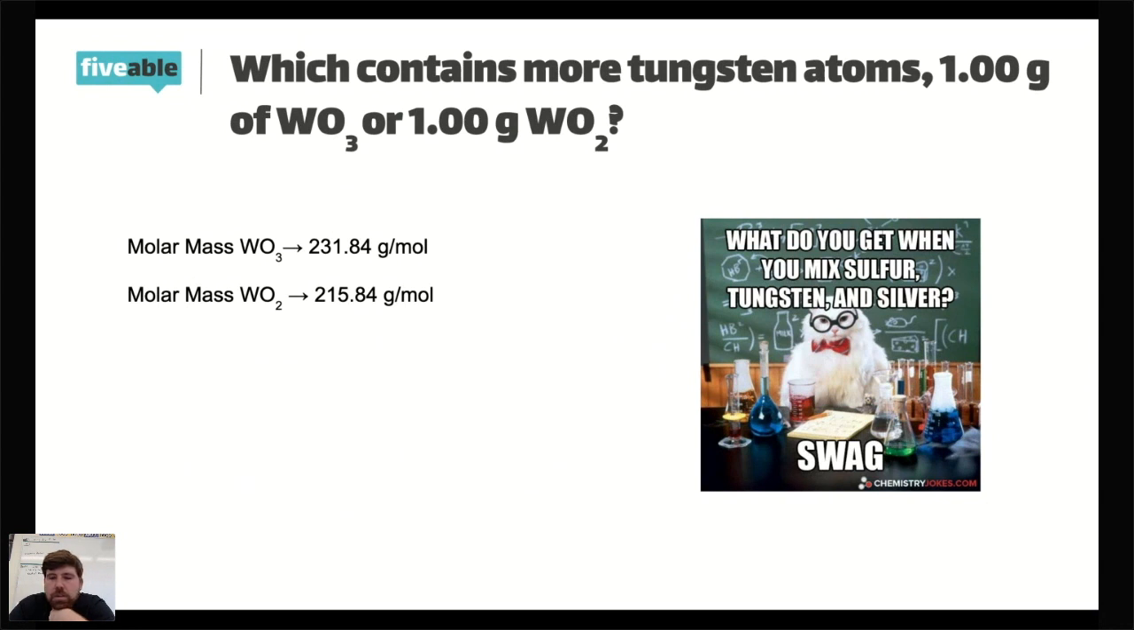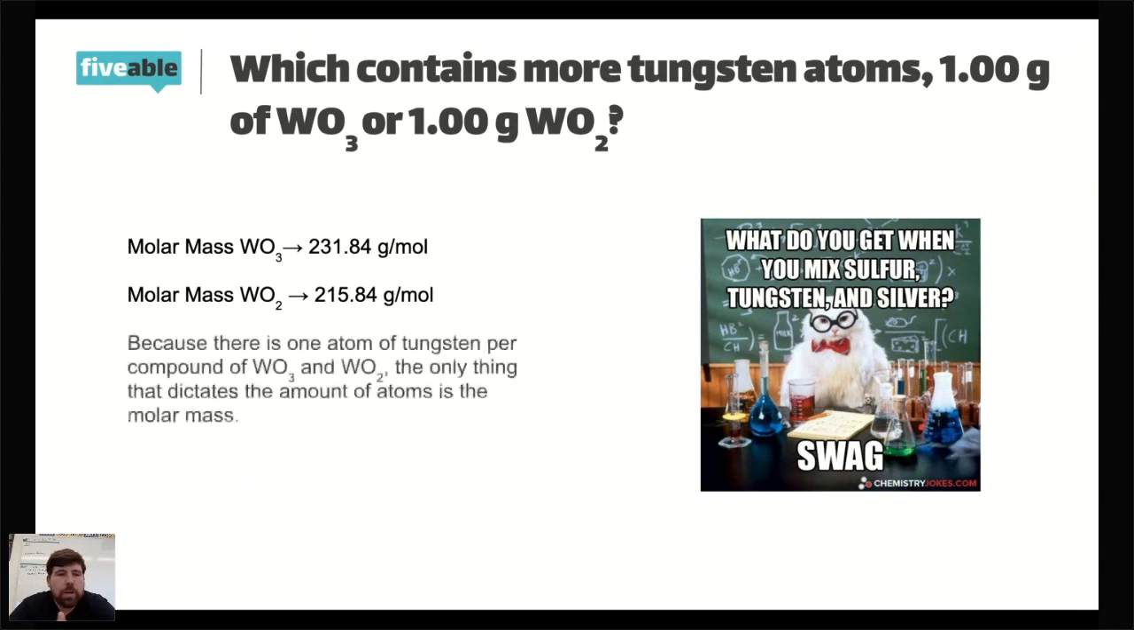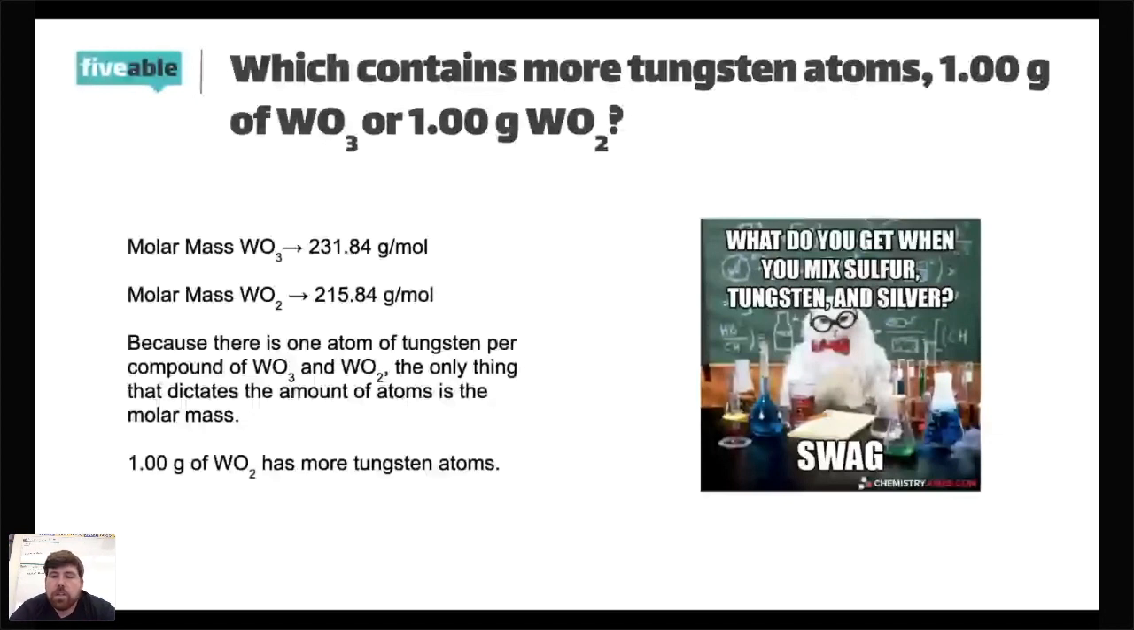All right, so I'll go ahead and move on with this. What I want to take away from this is that there's 1 atom of tungsten per compound in both WO3 and WO2. Because of that, the only thing that truly matters is the molar masses. You're going to be taking the 1 gram and dividing it by the molar mass and then setting up a 1-to-1 mole ratio because there's one atom of tungsten for every one compound. By doing so, we find that 1 gram of WO2 has more tungsten atoms within it.